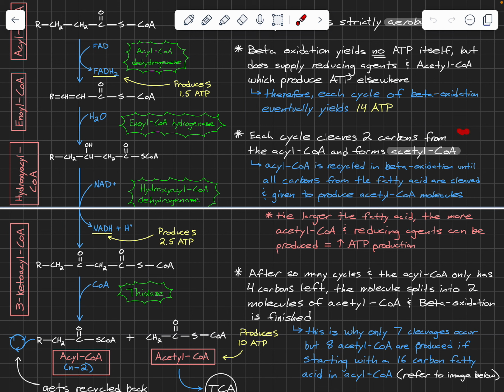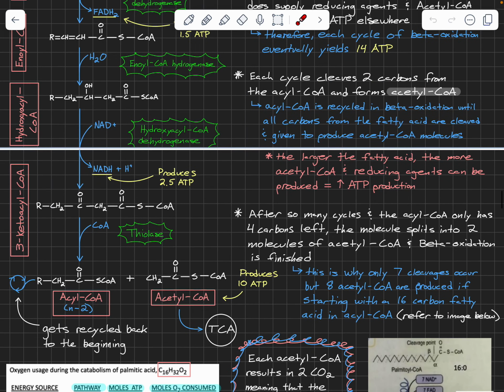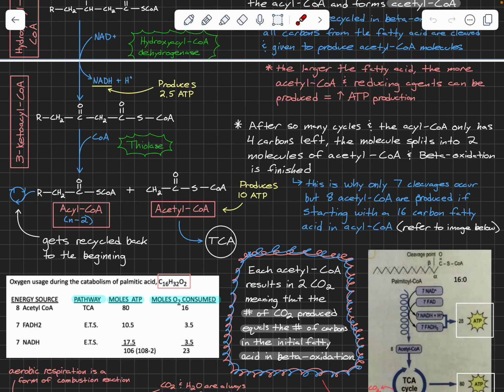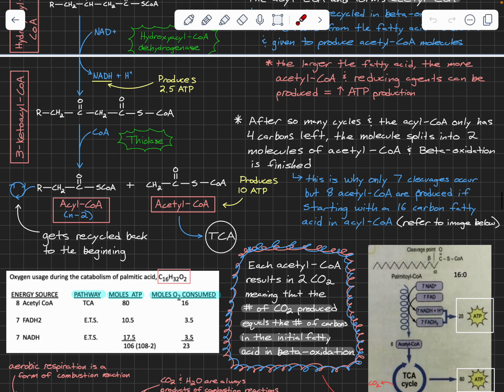But what we really need to know is that with these long fatty acid chains, every time we go through a cycle of beta oxidation, we are cleaving 2 carbons from this chain to use, and I will go through that as well. It makes sense too, because the longer the fatty acid chain, the more products we can make to eventually be made into ATP. With a shorter fatty acid chain, we really don't have the potential to make as much energy compared to a longer chain. And then after so many cycles, the acyl chain only has 4 carbons left, and the molecule is split into 2 molecules of acetyl-CoA, and beta oxidation is finished.